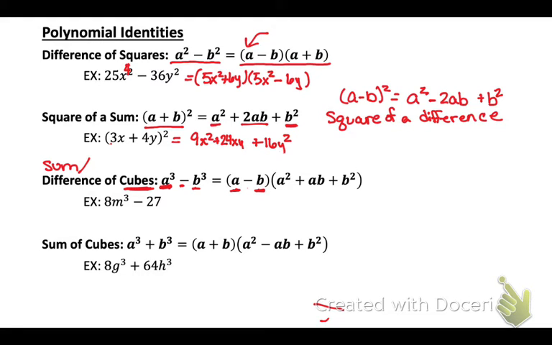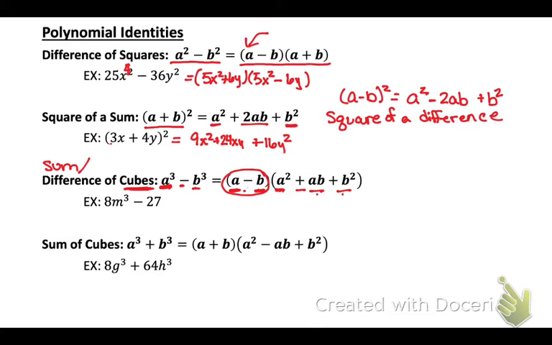Ready? Square the first. Opposite sign. Multiply the two together, and square the last. See that pattern? I took the cube root, same sign, cube root. Then I only used those after that. Square the first, opposite sign, multiply the two together, square the last. The last term is always going to be a plus because two negatives multiplied together is a positive.